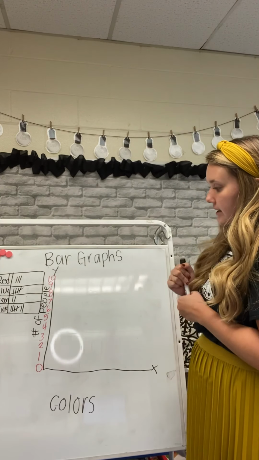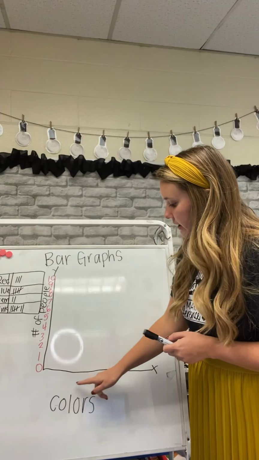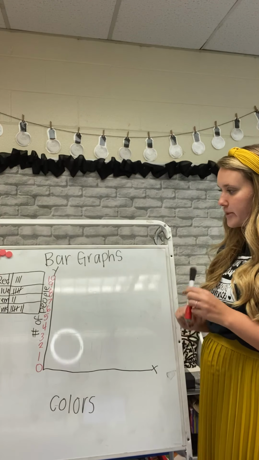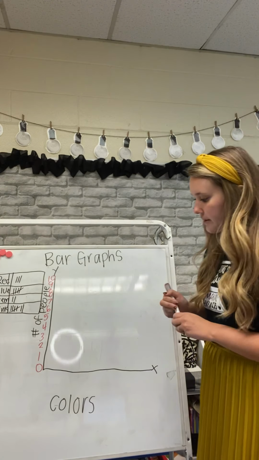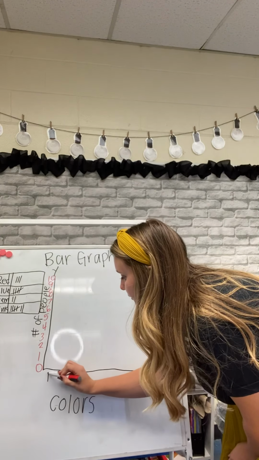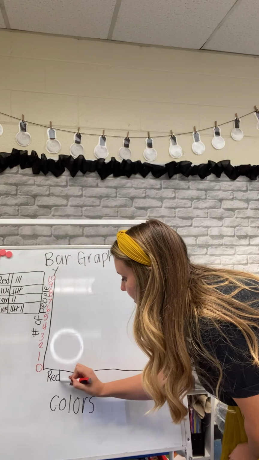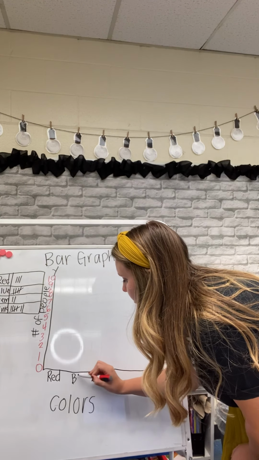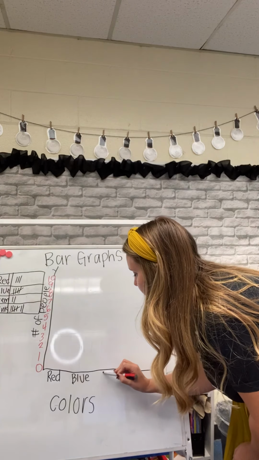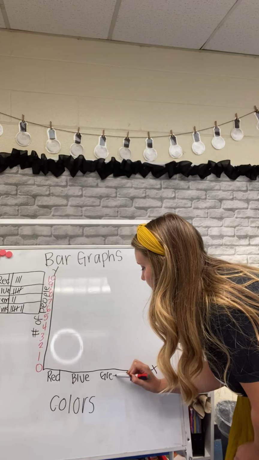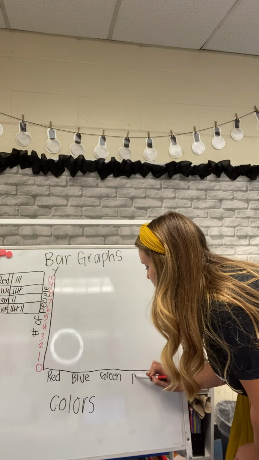Okay? Now we have to put our different categories on the bottom. So we have red, blue, green, and pink. So I'm going to write red. I'm going to leave a space. Blue. Leave a space. Green. And then leave a space and write the word pink.